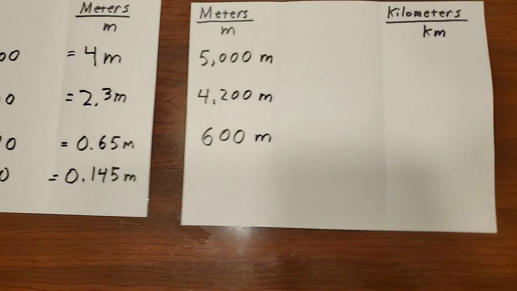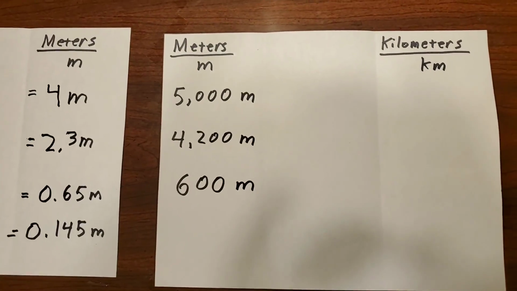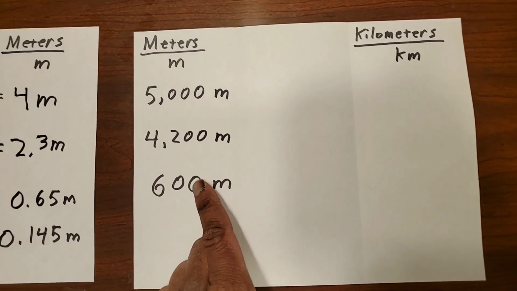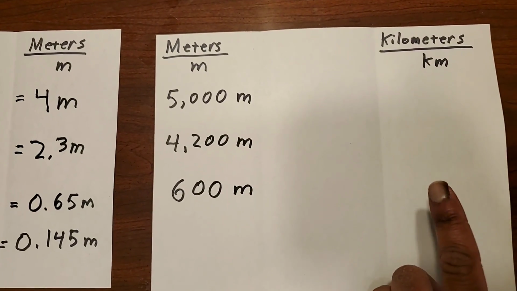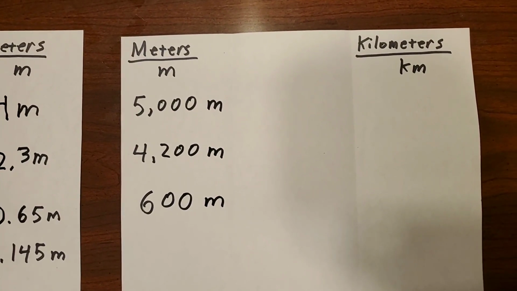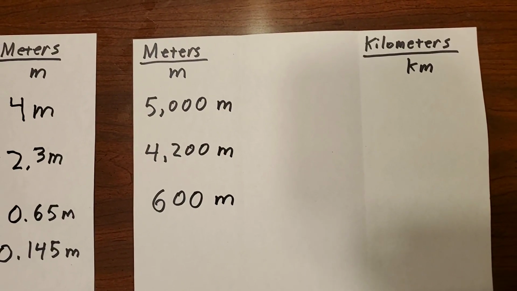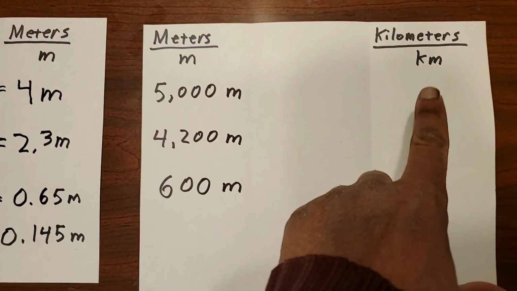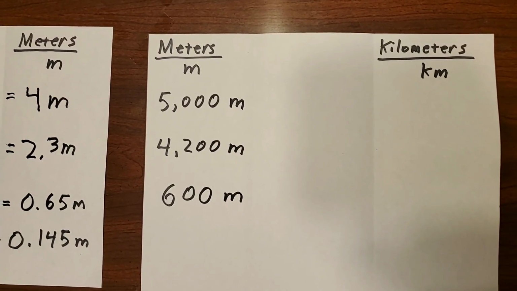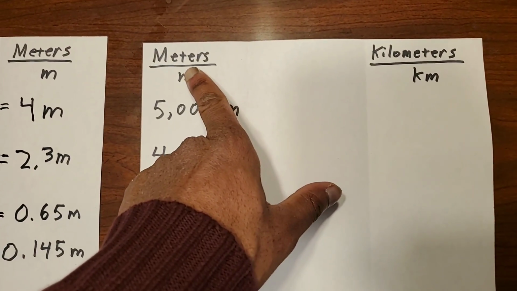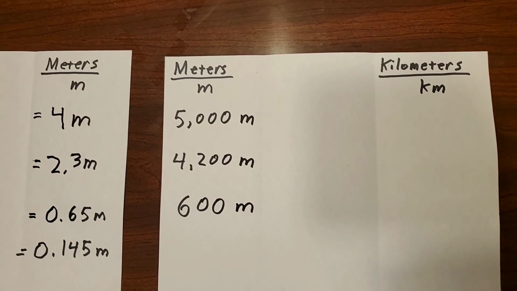Now, before we go over our assignment, let's take these lengths here. We're going to convert these meters to kilometers. So we're converting them into a much bigger unit. So 5,000 meters, I want to turn this into kilometers. How am I going to do that? Think about what we said earlier in the lesson. How many meters does it take to make a kilometer? How many meters? Let's look back on our board.